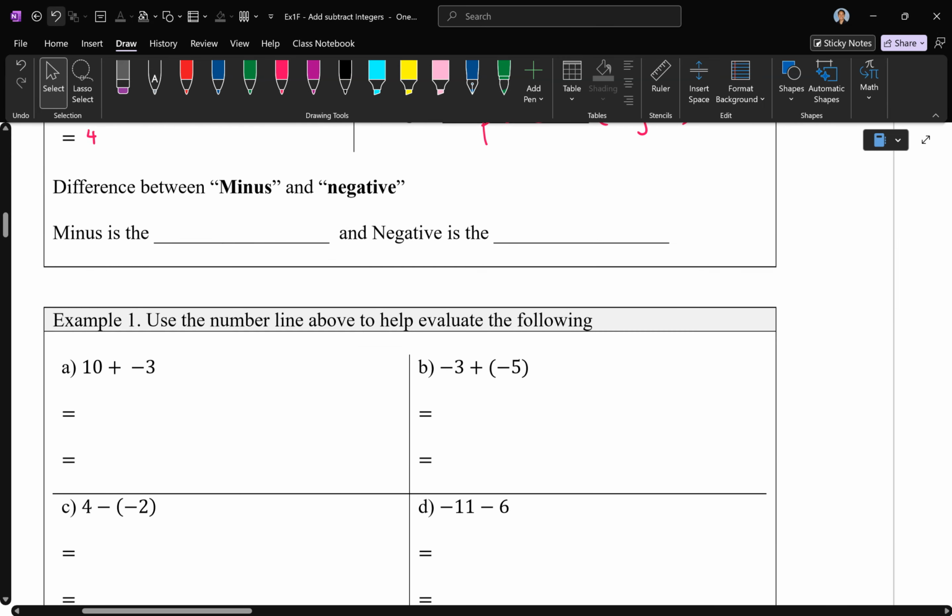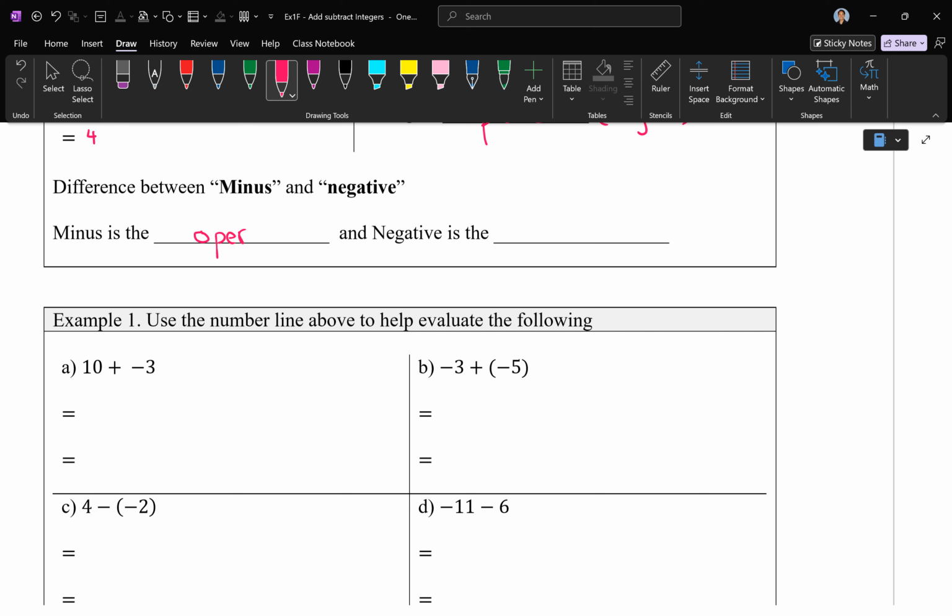Again, the difference between minus and negative, just for you to understand. This is the operation. So minus is the operation, fill that in. And negative is the direction, or you can think of it as the opposite. Okay, just fill that in.